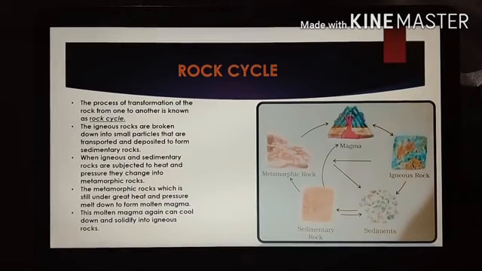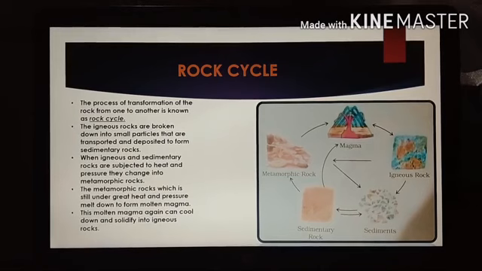Now, the last topic of our chapter is the rock cycle. Basically, the rock cycle is a type of cycle. How can it be called a cycle? Let's see the process of transformation of rock from one type to another: igneous to sedimentary rock, sedimentary to metamorphic rock, igneous to metamorphic rock. Then again it becomes magma. So this cycle is known as the rock cycle.